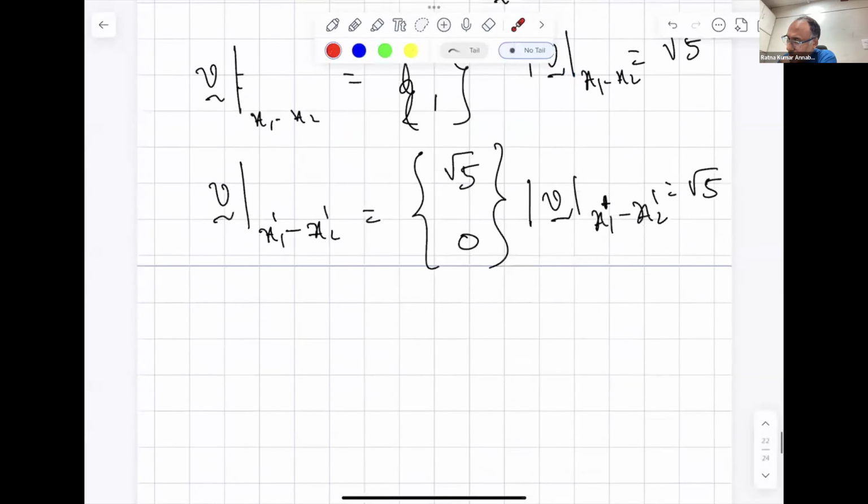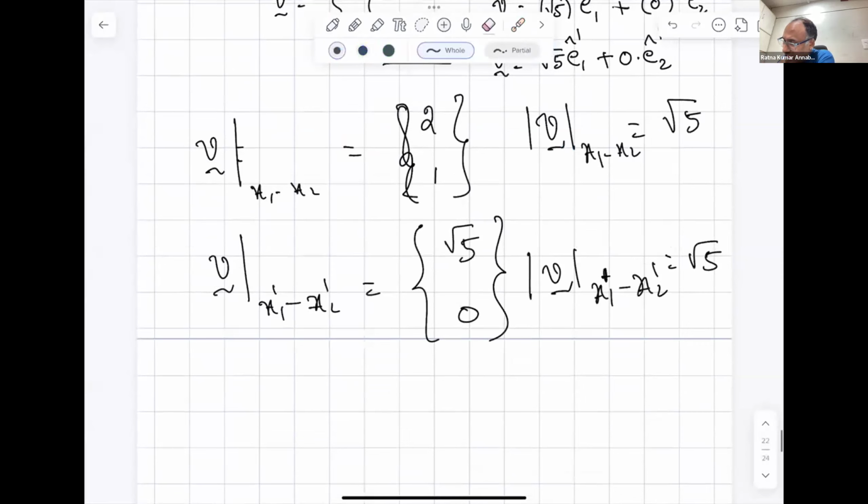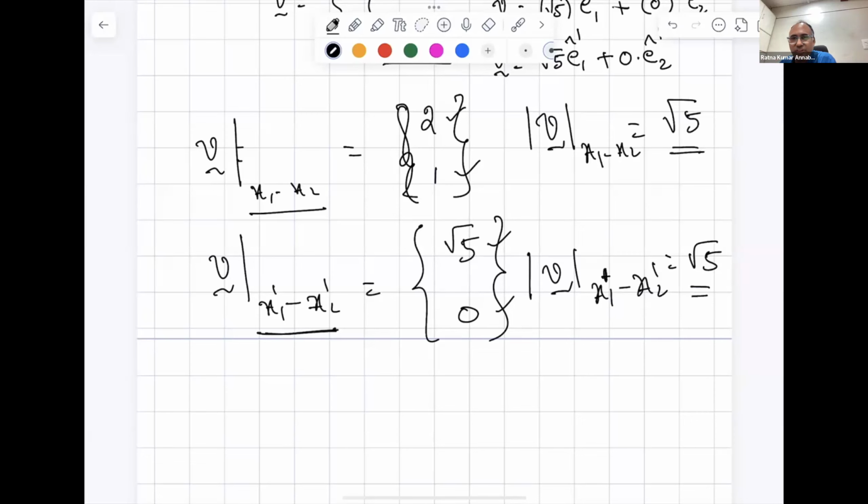In these two frames of reference, this is one frame of reference, that is the x1, x2 frame. This is the x1 dash, x2 dash frame. In both frames of reference, the elements of the vector have changed because the coordinate system is different. But there is something about this vector that did not change. That is the magnitude. The magnitude of the vector remained the same.